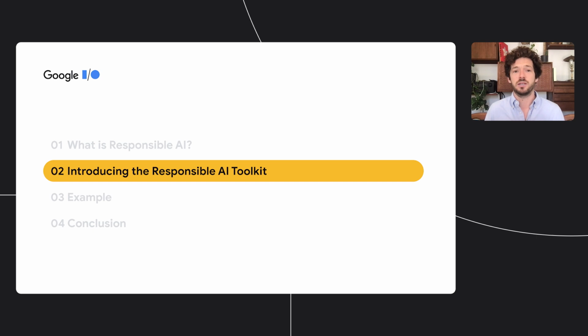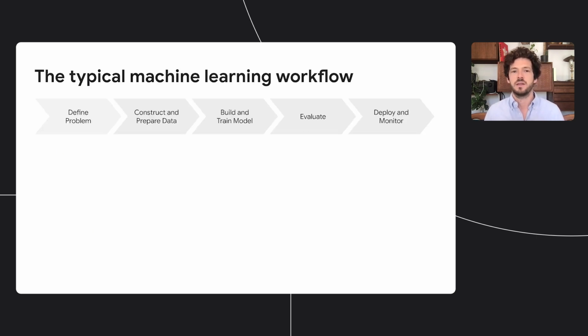Today, we'll be introducing the Responsible AI Toolkit. It's a collection of tools that helps put our principles into practice. We open sourced the toolkit last June and have been adding tools and resources to it ever since. To better contextualize the toolkit, let's take a look at a typical machine learning workflow and see how responsible AI considerations can arise at every single step.